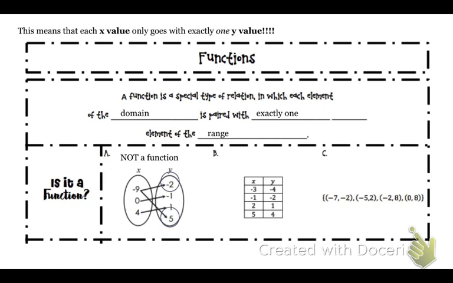So if we're looking to see if this is a function, with that -9 on this first one goes to two numbers. X can only go to one y value, so that is not a function. If we look at B, that is a function because each x goes to one y value. That last one is a function because each x goes to one y value. Now, different x's can go to the same y value, but the same x cannot go to two y values.